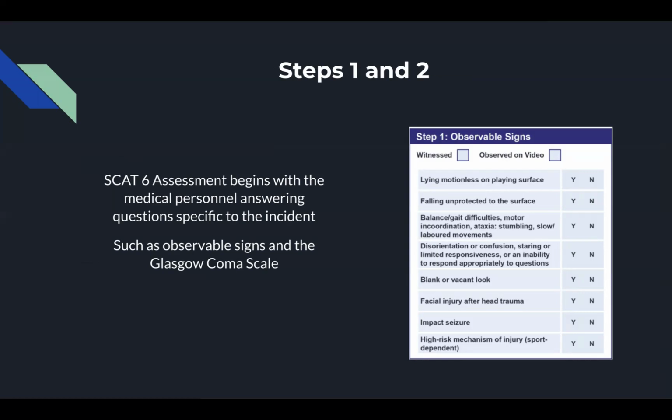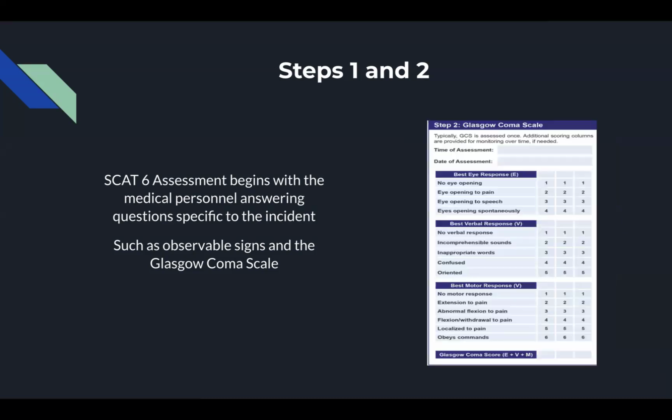So if you see that the athlete, when the incident happens, is lying motionless on a playing field, you'll answer yes. If it's a no, then you'll answer no. This is something that you don't have to have the athlete there or physically asking them. You can do this yourself. And also, like I mentioned before, you don't have to be there also to fill this out. You can have seen it on video and you just have to check the recording box.